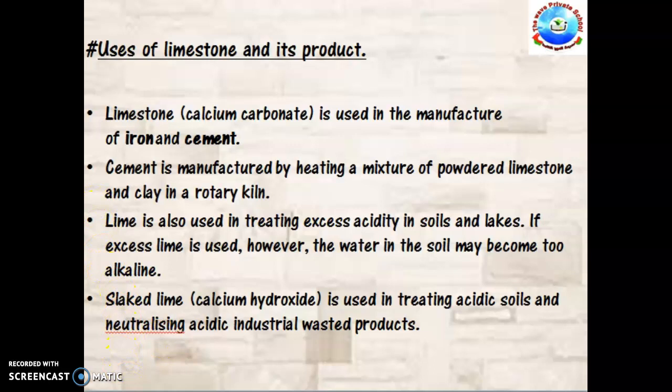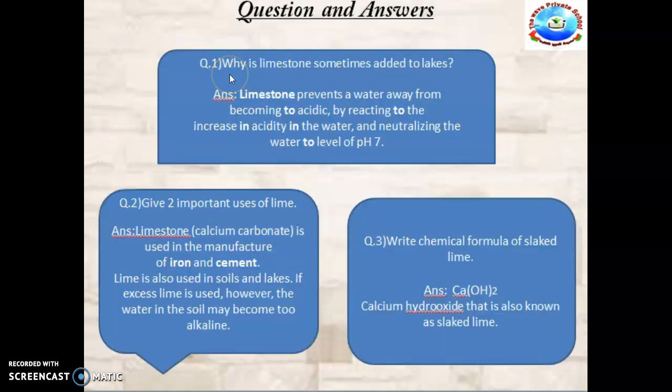Let us proceed with questions and answers. Let's see question number 1. Why is limestone added to lakes? Limestone is added to lakes because limestone prevents the water from becoming too acidic by reacting to the increase in acidity in the water and neutralizing the water to a level of pH.